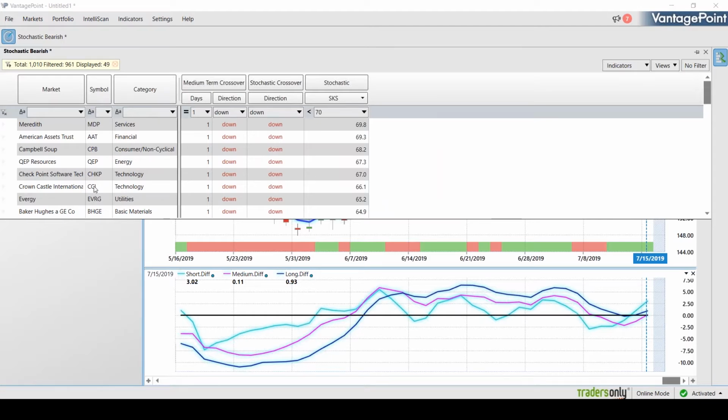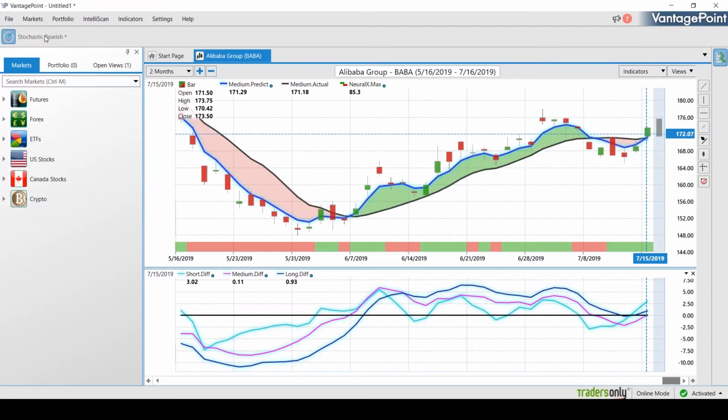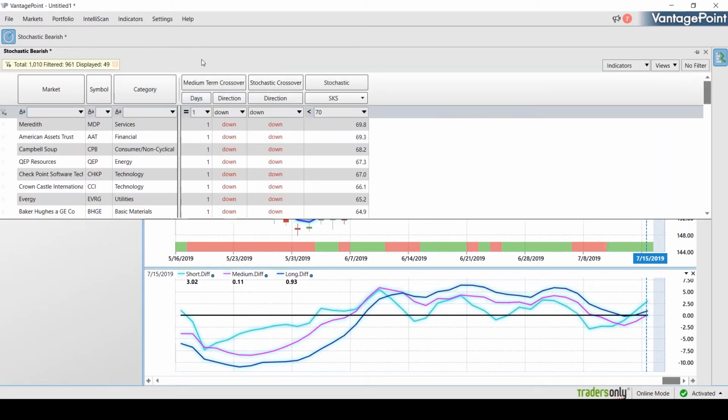All we've done here, guys, is the exact same thing, but now we've reversed everything. Everything is filtered to the downside. We've got our medium-term crossover set to 1 day. We've got our stochastic filtered down as well. And then we have our other stochastic. This is the value now.